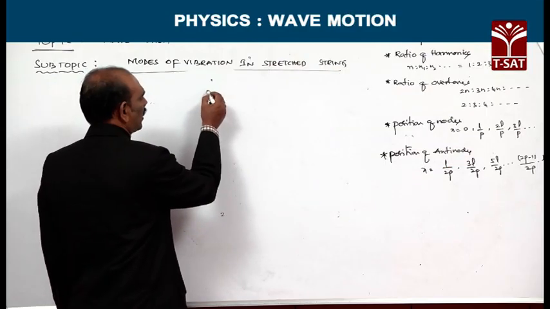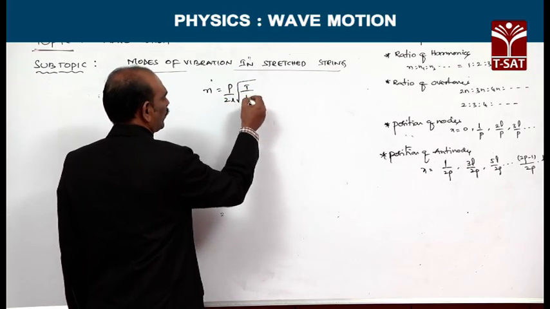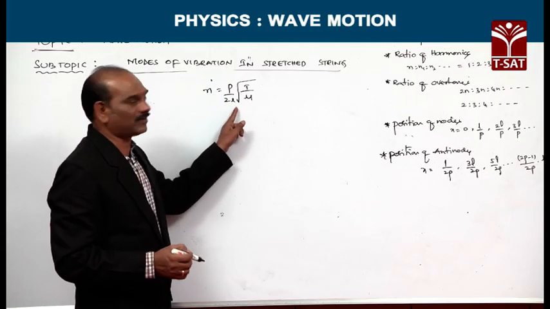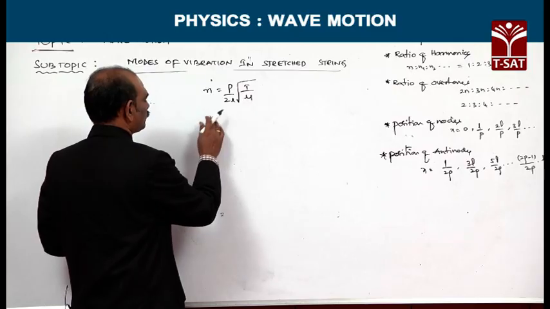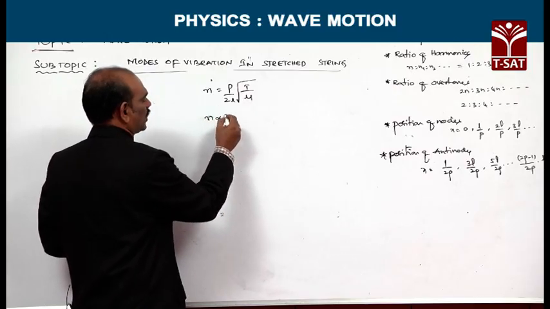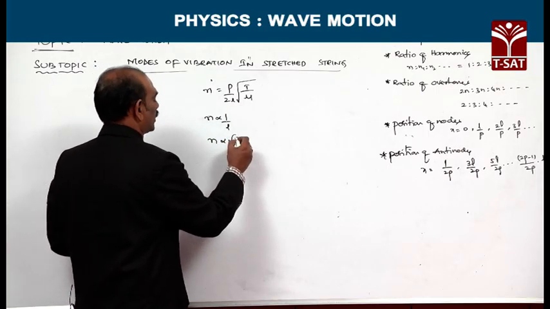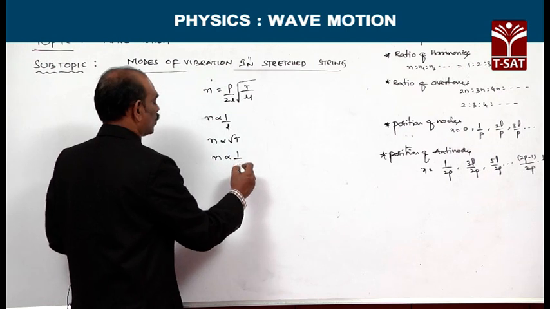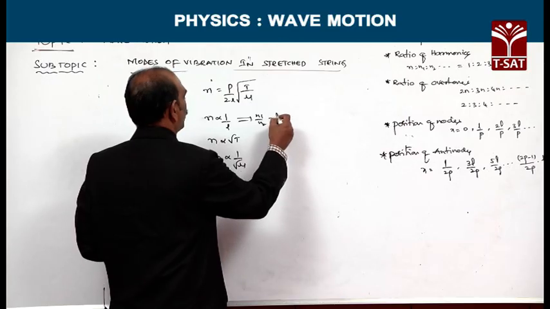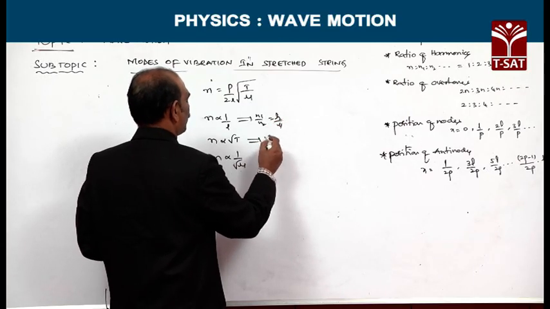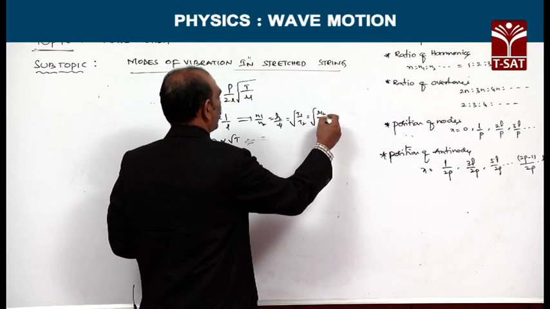So the general formula for frequency is n equals P by 2L times the square root of T by mu, where P is the number of loops, L is the length of the string, T is the tension, mu is the linear mass. So we have the law of frequency: n proportional to 1 by L. This is called the law of lengths. Second, n proportional to root T, law of tensions; n proportional to 1 by root mu, law of linear masses. From this, n1 by n2 is equivalent to L2 by L1, and n1 by n2 is root of T1 by T2, which is also equivalent to root of mu2 by mu1.